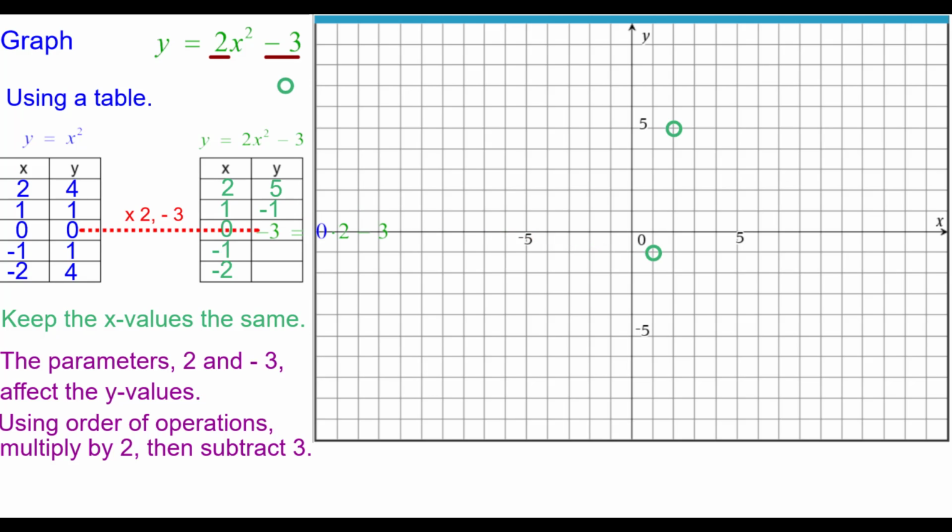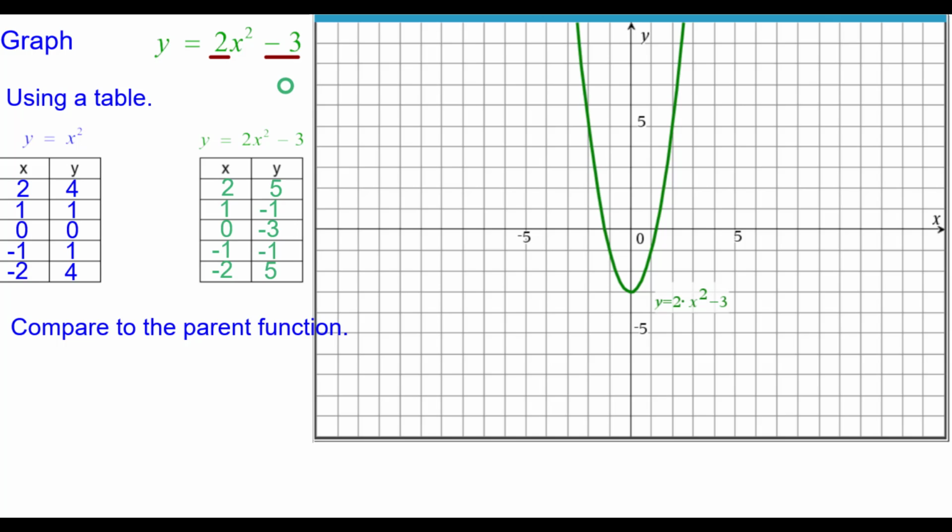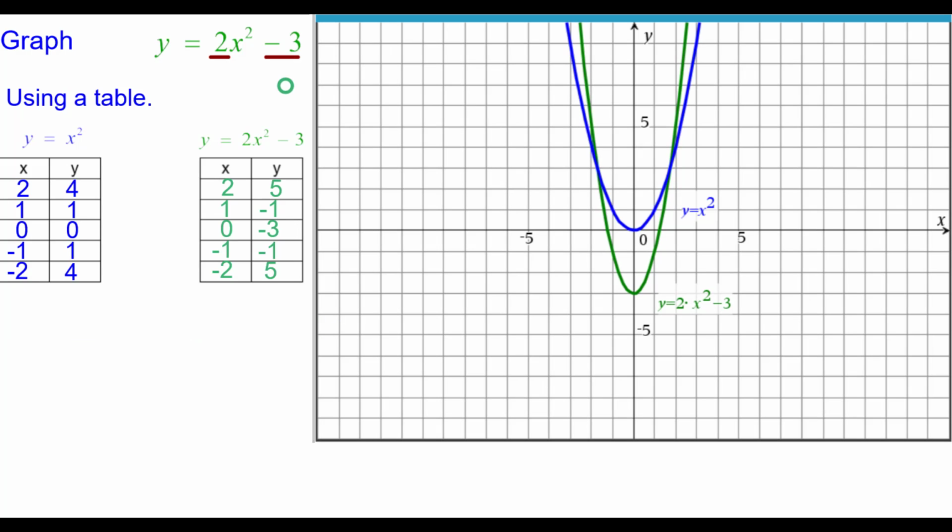Zero times 2 is 0, minus 3 is negative 3, so 0, negative 3. Negative 1 times 2 is 2, minus 3 is negative 1, so negative 1, negative 1. And 4 times 2 is 8, minus 3 is 5, so negative 2, 5. Connect the points and compare to the parent function.